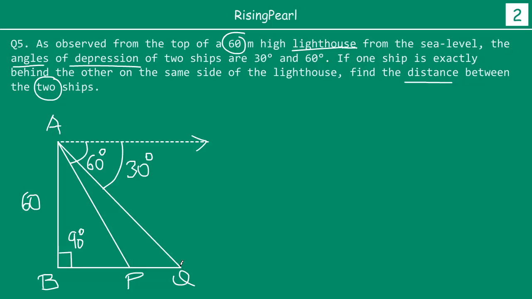So the distance between the 2 ships is PQ. So now let us write down what we know. So AB is actually 60 meters, that is given.